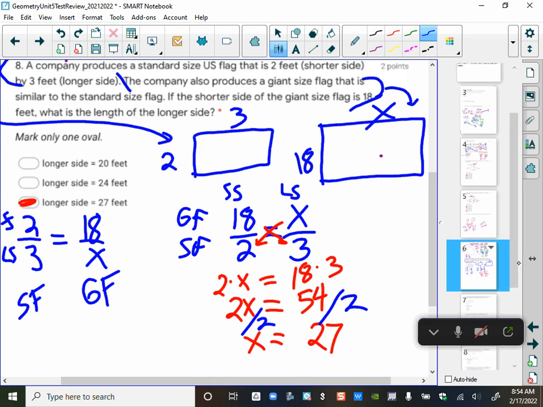All right, next two problems. The key is, anytime we have, I don't want to mess up Ms. Edwards' work.